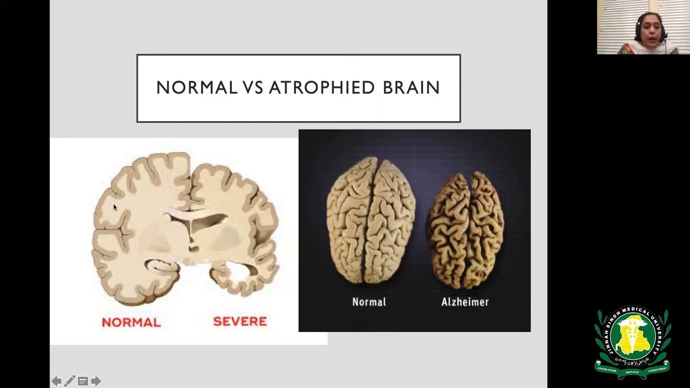So on the left is the normal looking brain, and here we are again looking at the hippocampus with the ventricles and the cerebrum, and on the right is a severely demented Alzheimer's brain. The same picture shows a normal and Alzheimer's brain here.